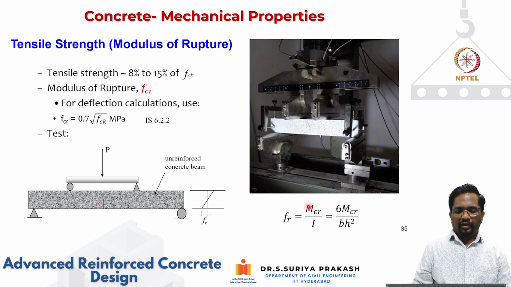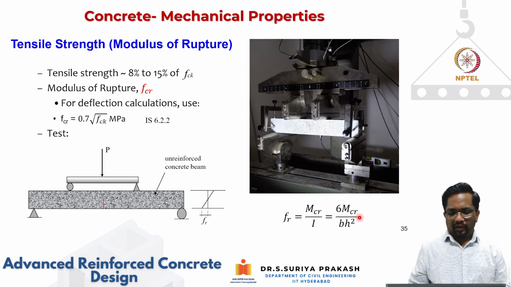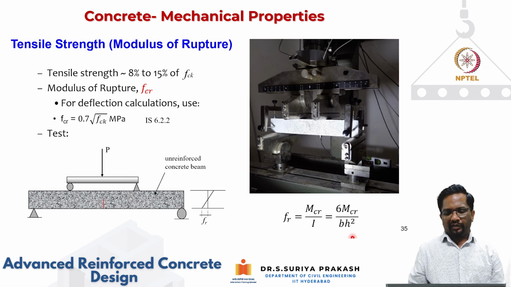So whatever the cracking load, we can calculate from simple bending theory as Fr equal to M cracking by Z. We are measuring the load. So from the load, I can calculate what is the bending moment. Then I can calculate your Fr, which is your modulus of rupture, right? So in this way, we can calculate. So we are interested in Fr. Moment will be given to you at what moment it is going to crack. Section properties are basically B and H of your rectangular concrete prism. So BH square by 6 is nothing but your section modulus. So 6 Mcr by BH square will give you your modulus of rupture. Our code gives an expression of 0.7 square root of fck.